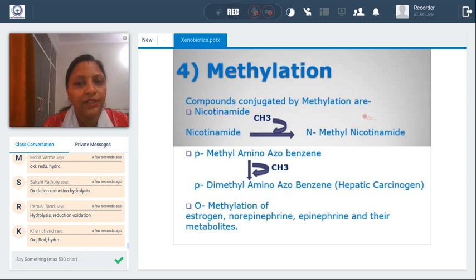Compounds conjugated by methylation are nicotinamide, where a methyl group is transferred to form methyl nicotinamide. Likewise, para-methyl amino azobenzene, on addition of a methyl group, converts into para-dimethyl amino azobenzene, a hepatic carcinogen. Likewise, O-methylation of estrogen, norepinephrine, epinephrine, and their metabolites.